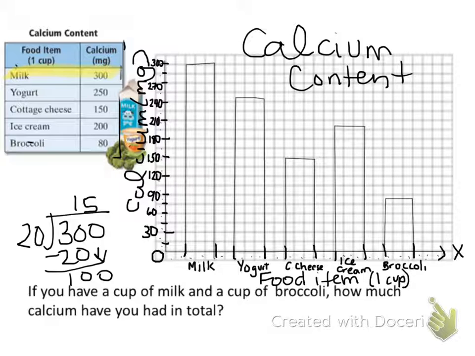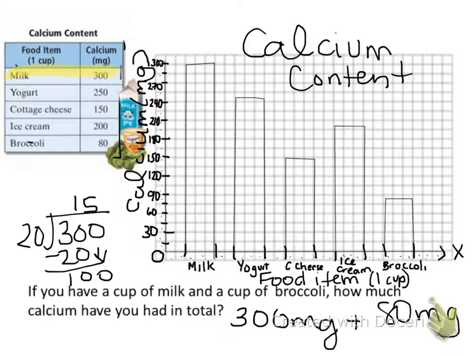So what you're going to do is use your graph to figure out how much calcium is in one and how much calcium is in another, and then add them together. So we can see from our graph that there's 300 milligrams of calcium in milk, and there is 80 milligrams in broccoli. So we add them together to get 380 milligrams. And that's it for our bar graphs.